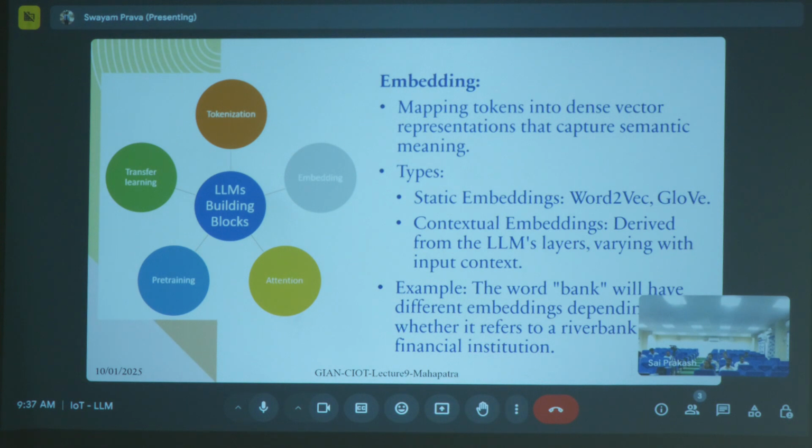There are two types: static embeddings, like word2vec, and contextual embeddings, which are derived from the LLM's layers, varying with input context. For instance, the word bank might have different embeddings depending on whether it's used to refer to a financial institution or a river bank. These embeddings capture semantic relationships in a way that allows the model to reason about context.